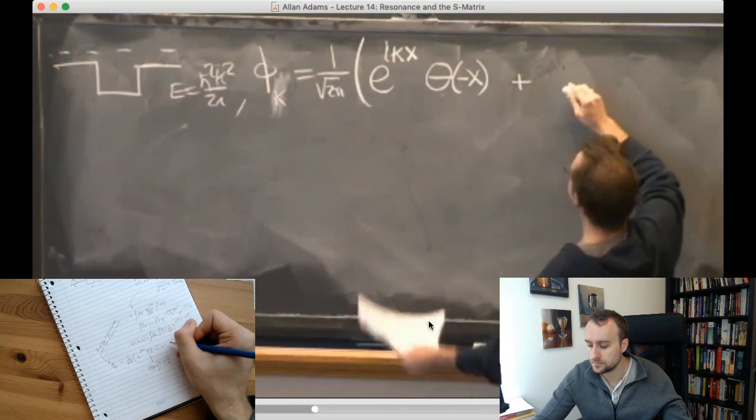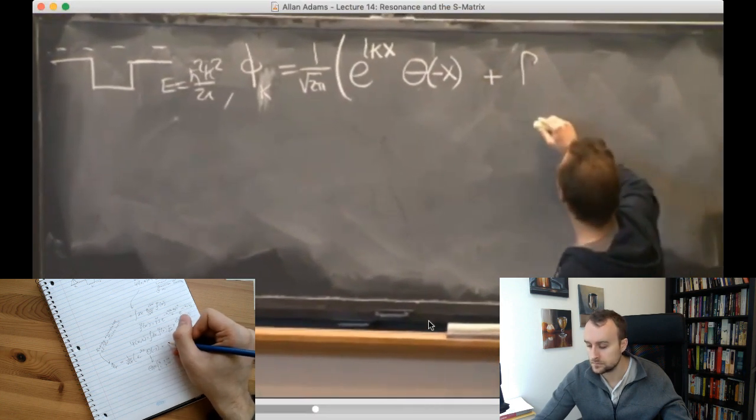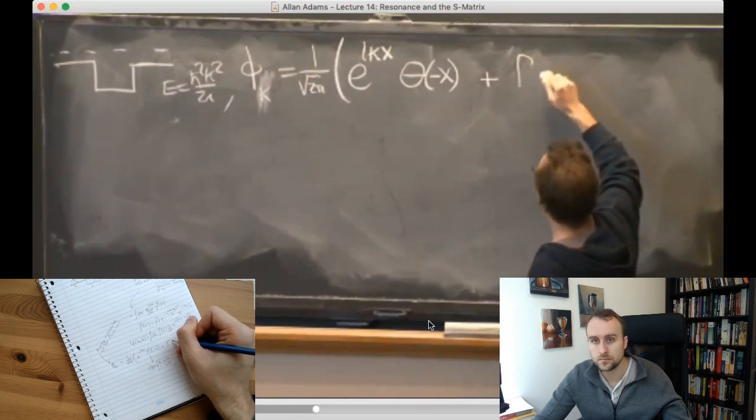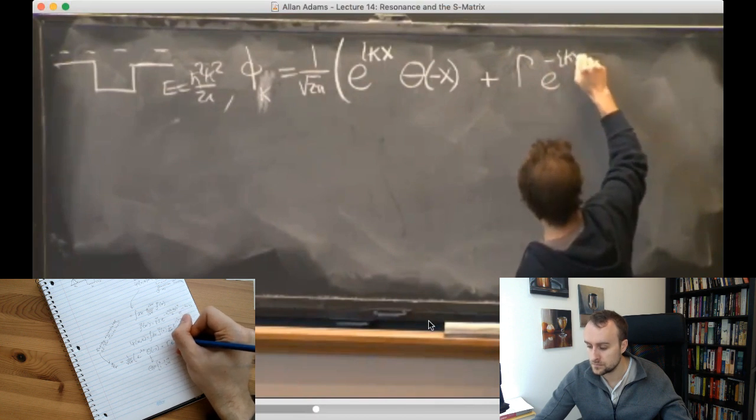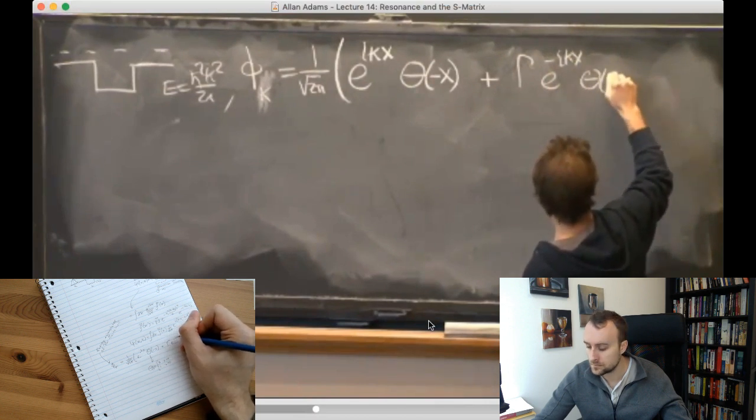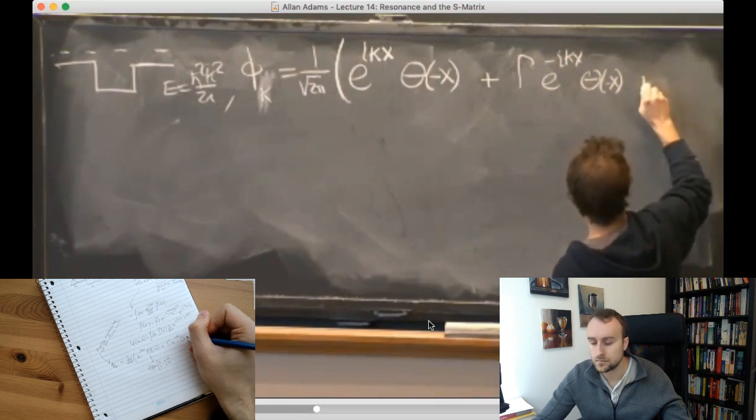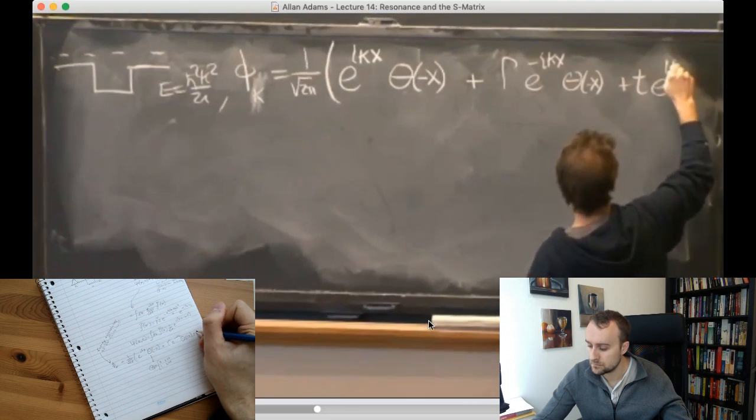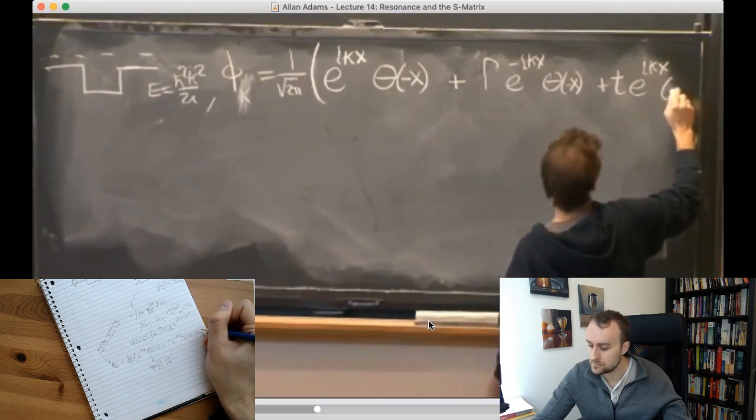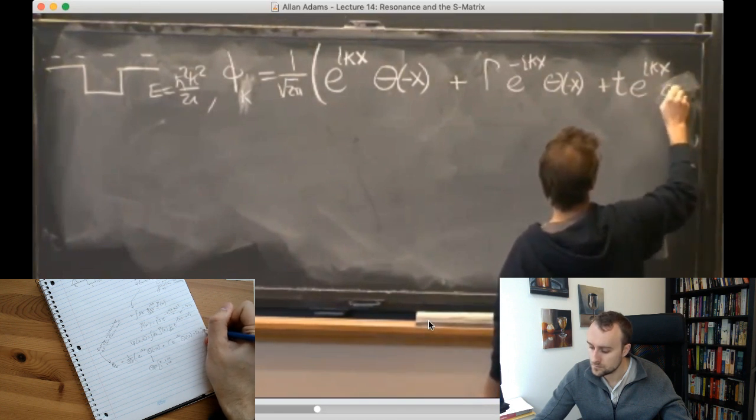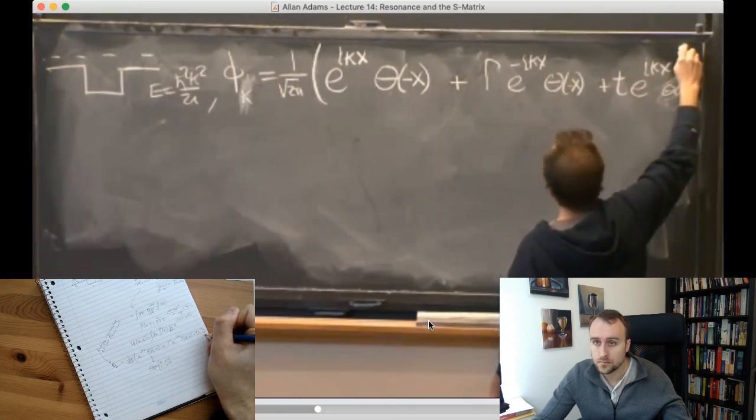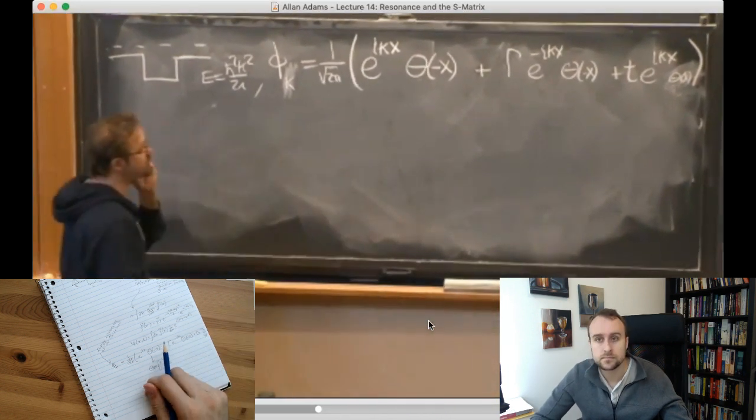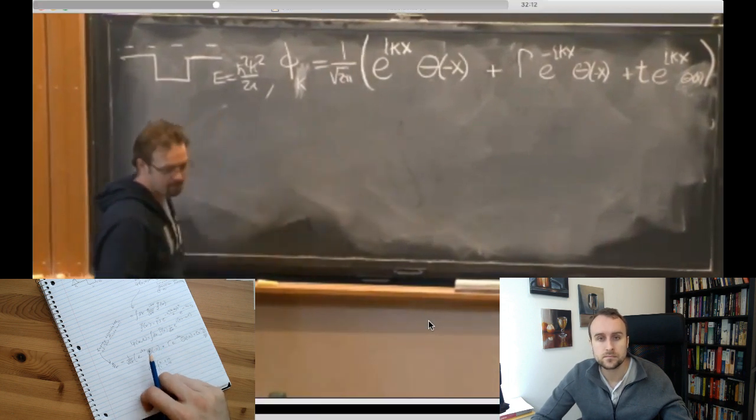Plus, we have the reflected term, which has an amplitude r, which is again a function of k. This is the reflection amplitude, also known as c upon a, times e to the minus ikx, again on the left-hand side, theta of minus x. Plus a transmission amplitude, whose norm squared is the transmission probability, times e to the ikx when we're on the right, theta of x. So this is just a slightly different notation than what we usually write, with left and right separated.